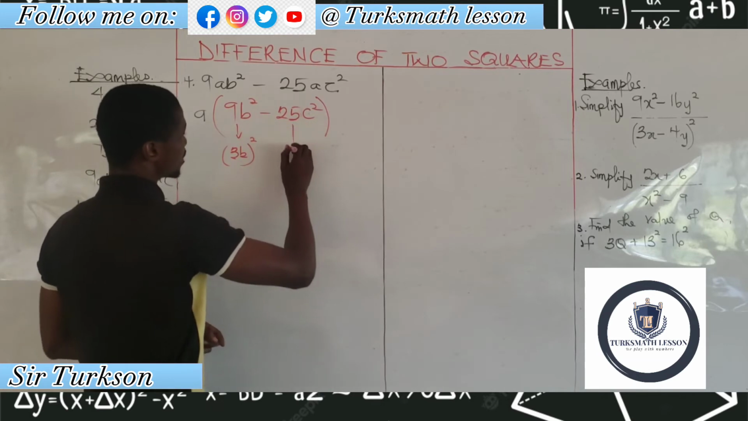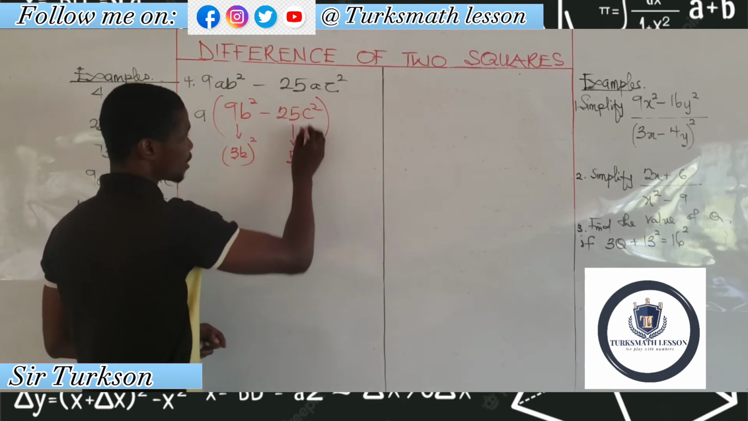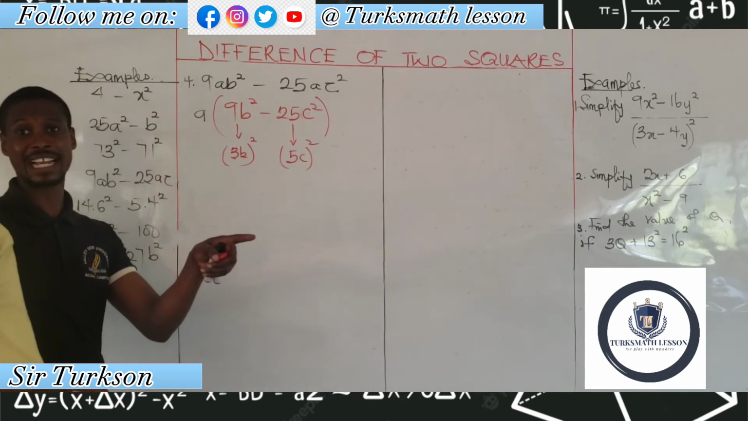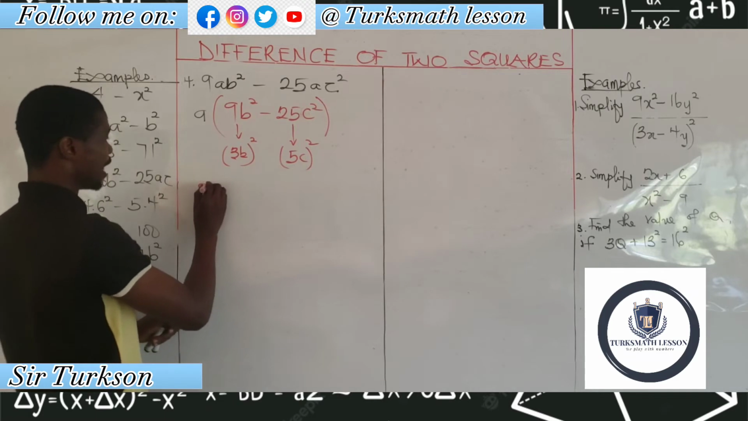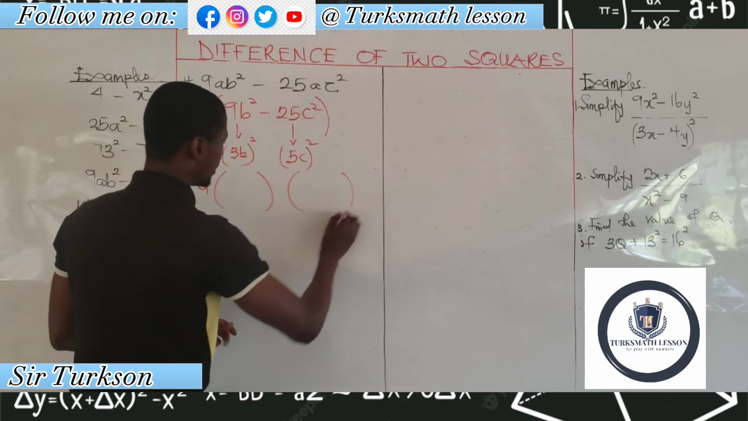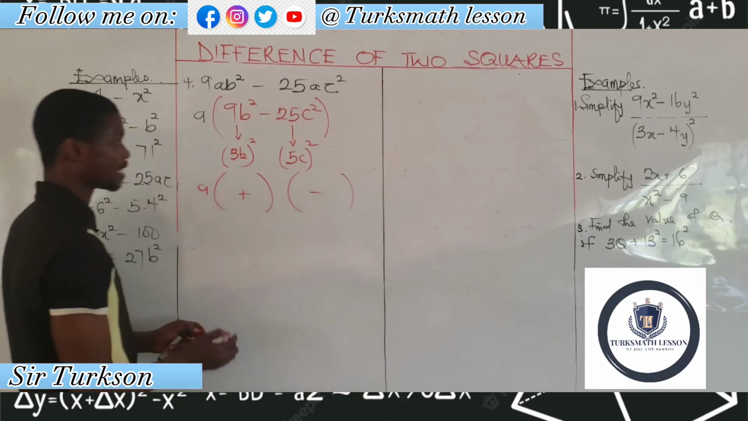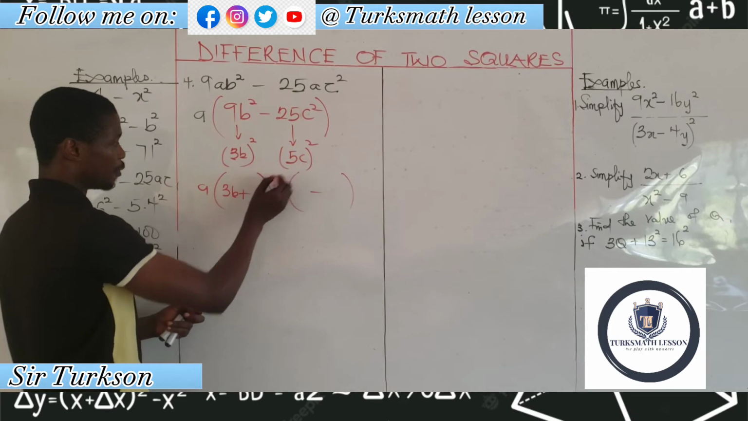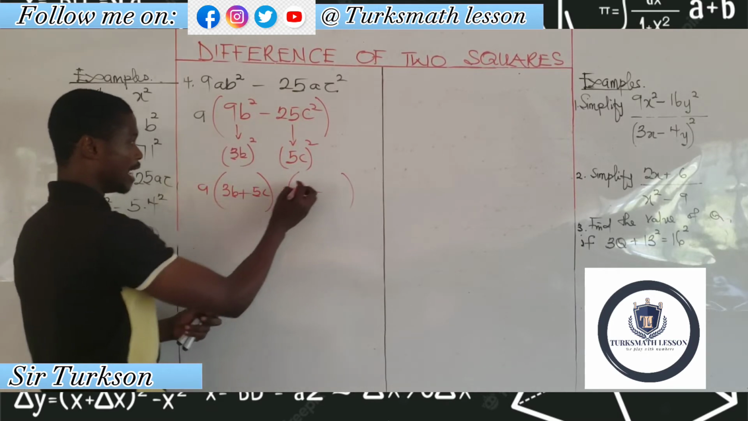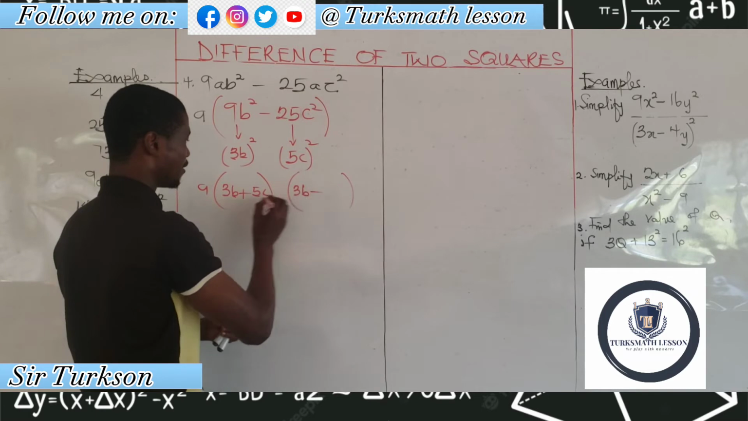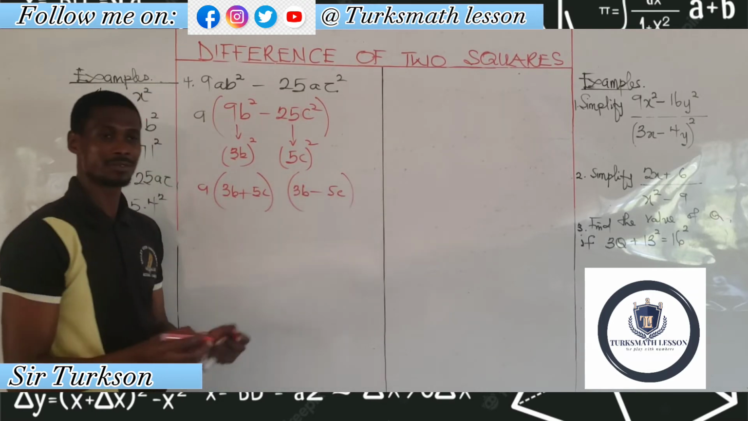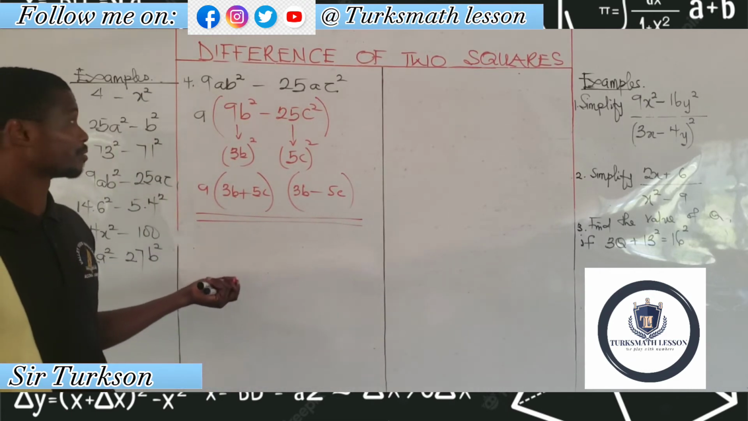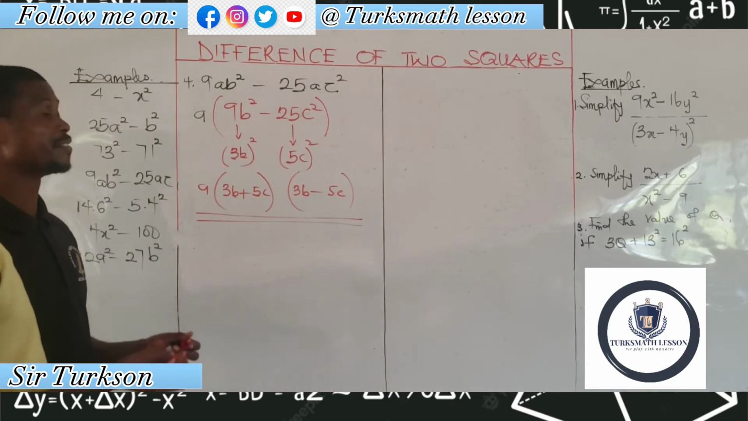Then here will give us 5c squared. Isn't it? So we are going to open how many brackets? 2. So we are going to have a, and then plus, minus. So we are going to have 3b and 5c. Very good. That's all. It's not simple. It's very simple.